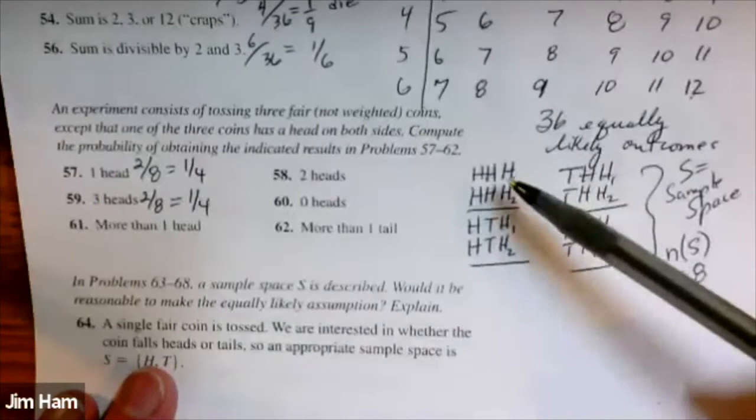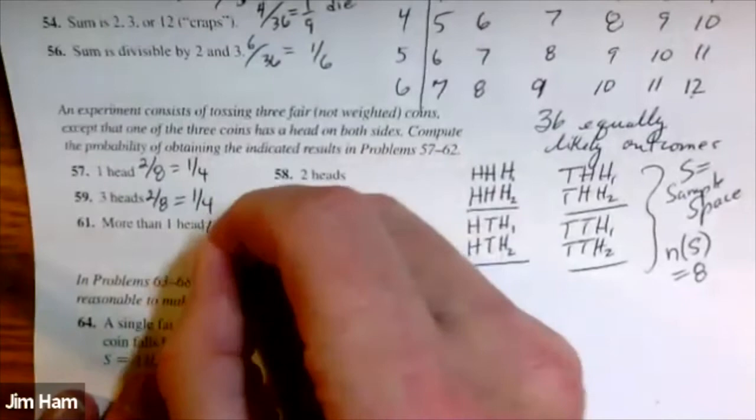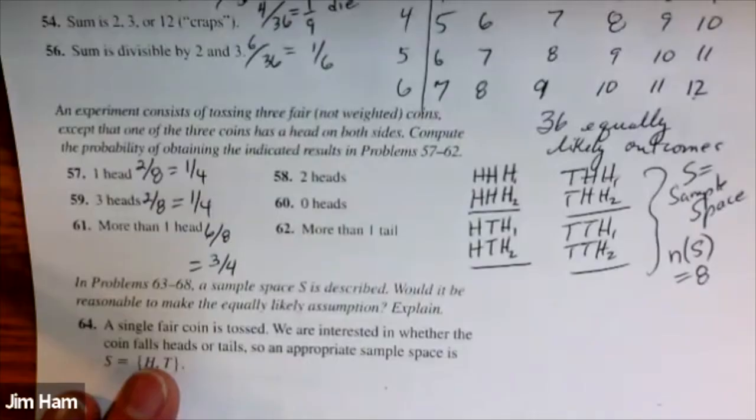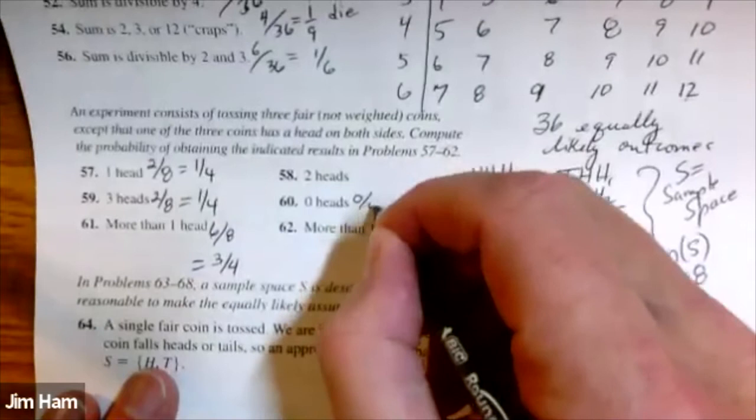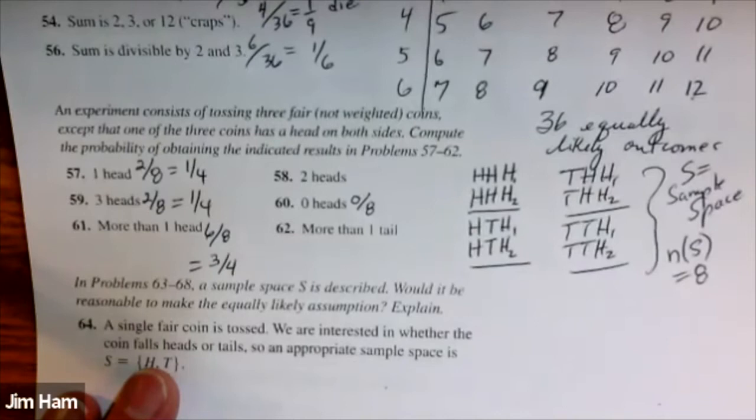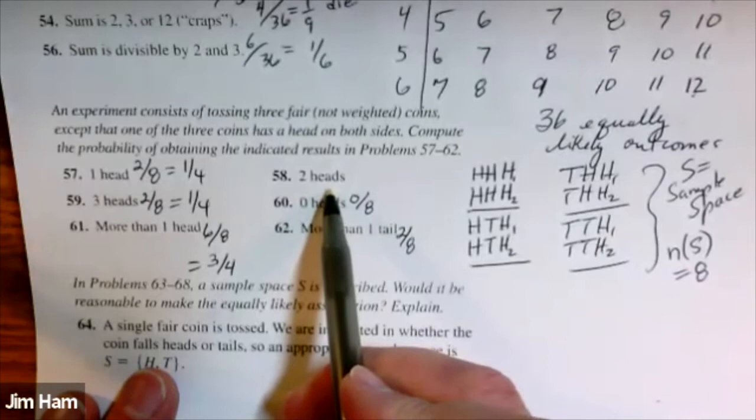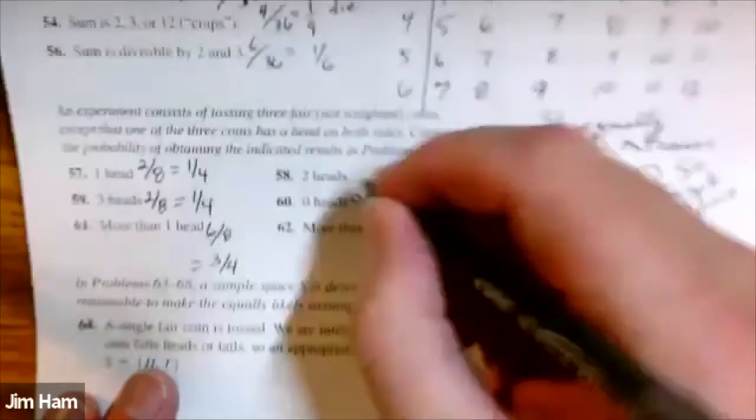There's six outcomes that have more than one head out of the eight. No heads? Not a single outcome is like that. At least one head? All of these eight outcomes have at least one head. More than one tail? That would be just these two. Two heads, I'll interpret that to mean exactly two heads. One, two, three, four. Half the time.